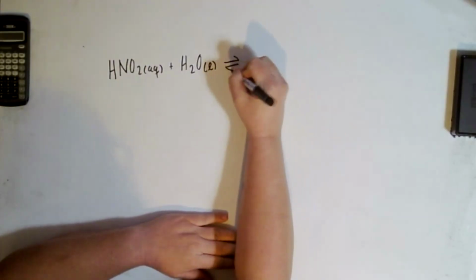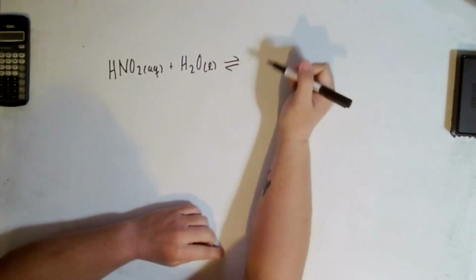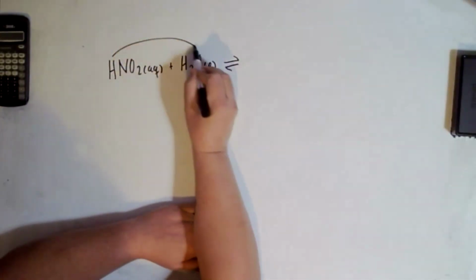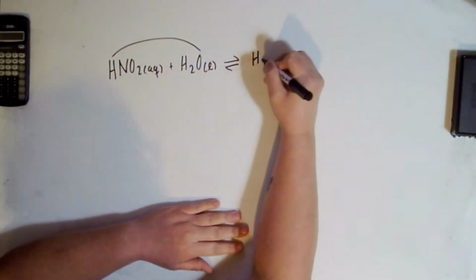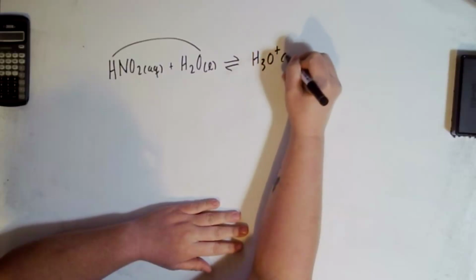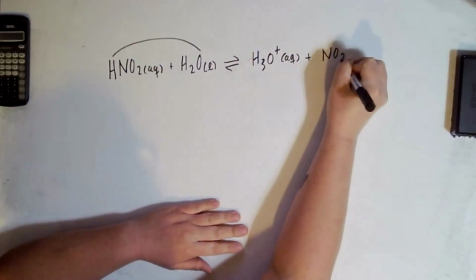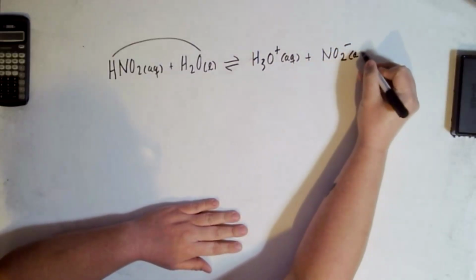It's a weak acid, so it's going to have the double arrow. Weak acids and weak bases are all going to have the double arrow. And because it's an acid, it's going to be donating its proton to the H2O, forming H3O plus, and its conjugate base, NO2 minus.